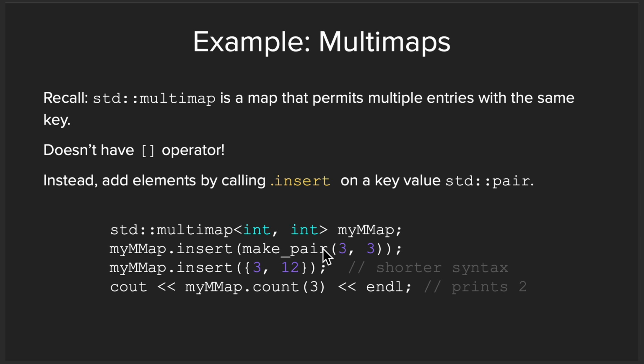And whereas with maps and sets, the .count function always returns 0 or 1, as you guys told me last lecture, in this case, for multi-maps, now it can return greater than 1.